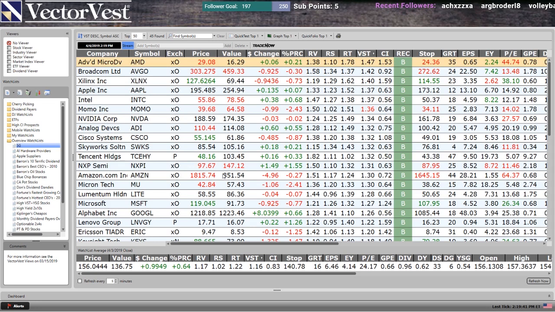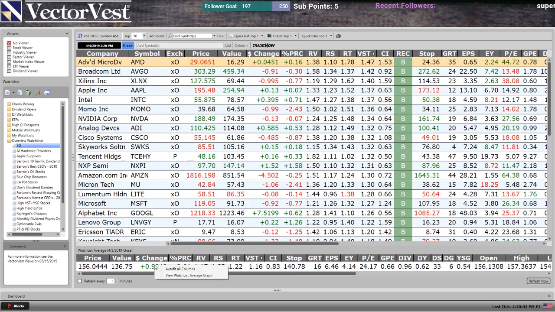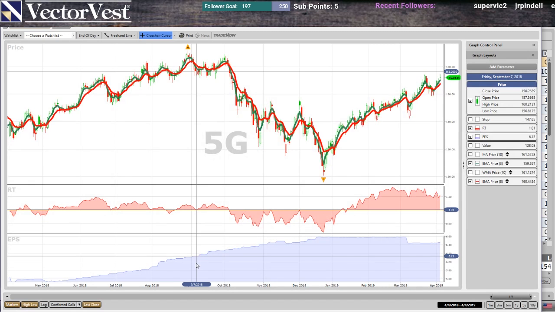So right now we got 45 stocks. Watch this. At the bottom of this watch list, we have something called the watch list average. This watch list average is going to let me know if the 5G industry is something that we want to be in right now or not. How do we do this? We right-click on the watch list average, and we're going to go view the watch list average graph. Once we do that, it's going to bring it up.